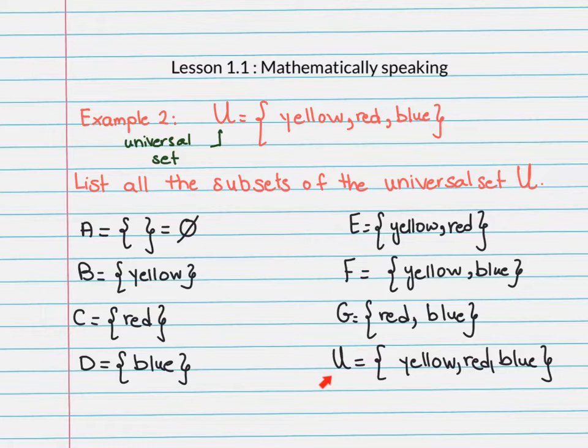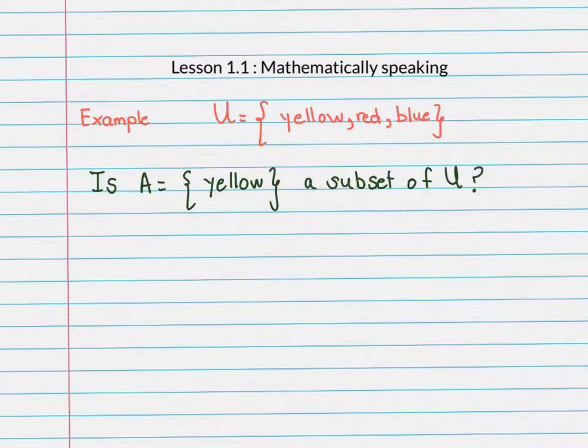You do not have any other options for. They gave us here a universal set: yellow, red, blue, and they're asking us a question. Is set A that has the element yellow a subset of U? How do we know if it's a subset or not? We look into the elements of the given set. Does the element yellow belong to the universal set? Yes, it does. So this set here, which is A, is part of the universal set.